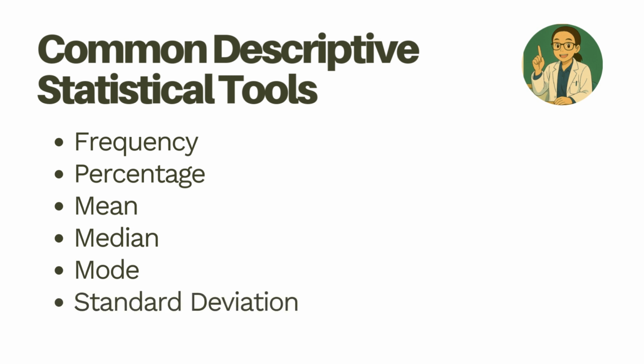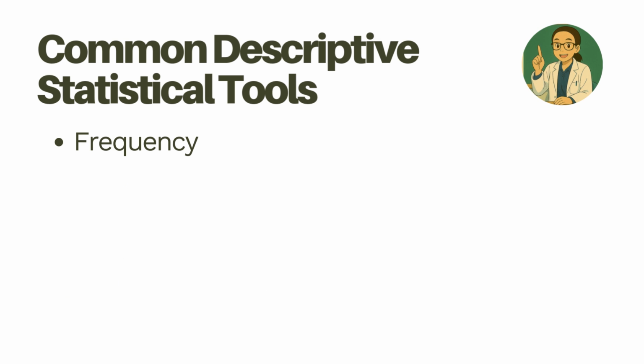Standard deviation shows how spread out the data are from the mean. A small standard deviation means the data are close to the average, while a large one means the data are more spread out. All these tools help researchers describe the data clearly and accurately.